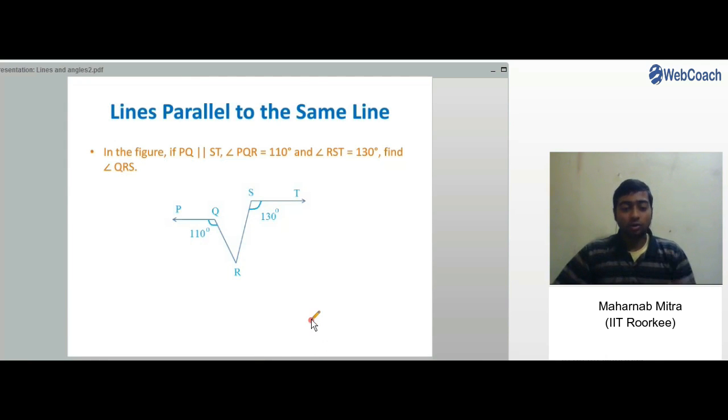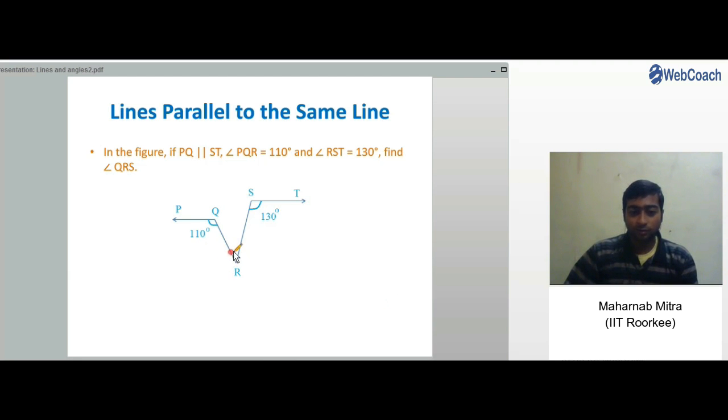And let us look at one more example. In the given figure, PQ is parallel to ST, and angle PQR, you can see, is 110 degrees, and angle RST is given as 130 degrees. Now you have to find angle QRS, and this is also a similar kind of question.